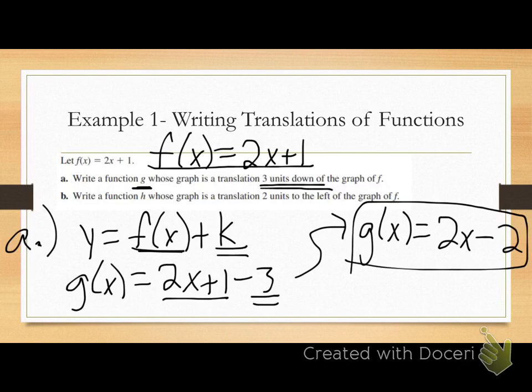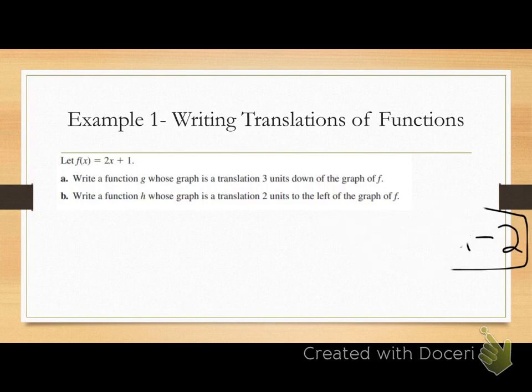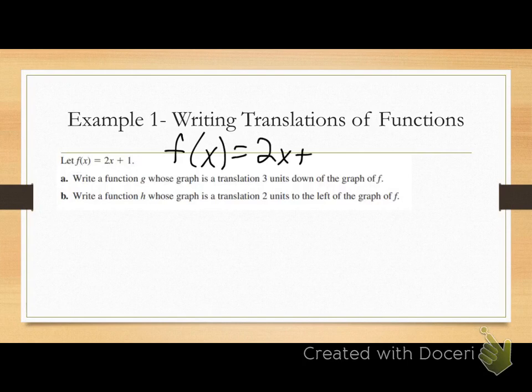Can we do another one? Yeah, we're going to do letter B. Can I erase and move to letter B, if we don't have any questions? Of course. Letter B, we still have f of x equals 2x plus 1. Letter B says write a function h whose graph is a translation 2 units to the left of the graph of f.